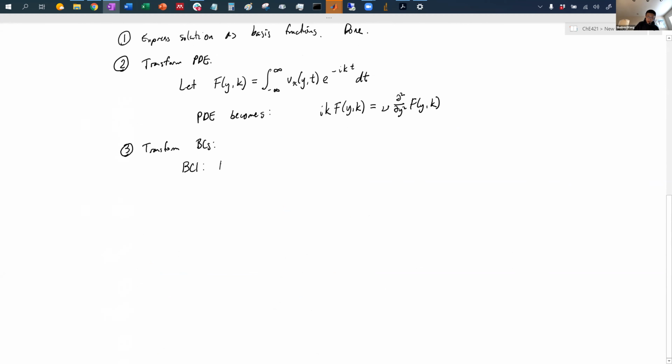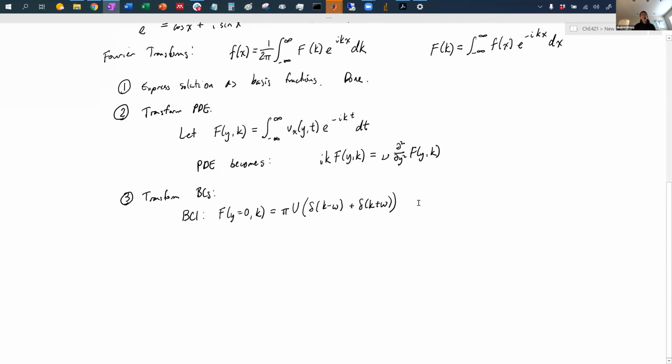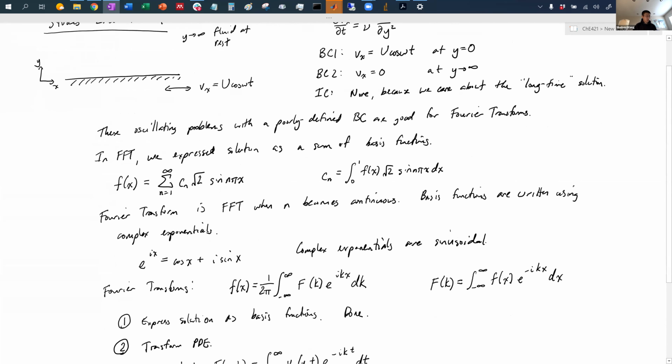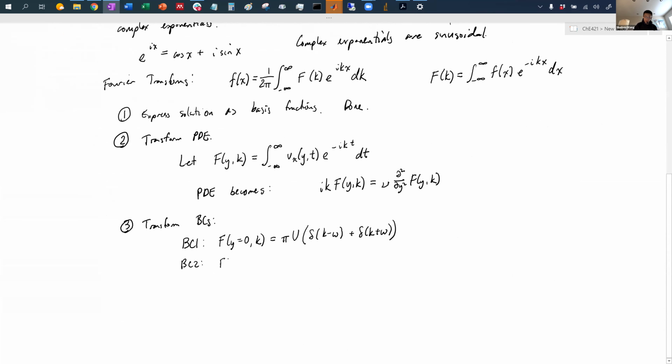So BC1 is that f at y equals 0, as a function of k, is equal to pi times u, that constant in front, right, times delta of k minus omega plus delta of k plus omega. All right. BC2 is that v is equal to 0 as y goes to infinity. The Fourier transform of 0 is just equal to 0. So what this basically says is f as y goes to infinity has to equal 0. Our final function has to asymptotically approach 0 as y goes to infinity.